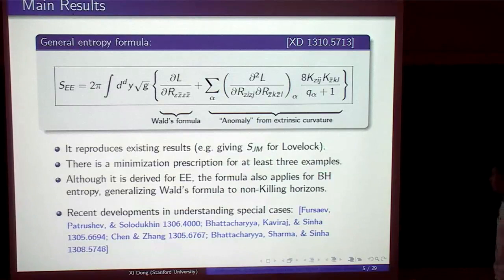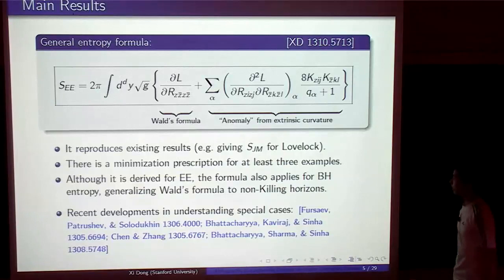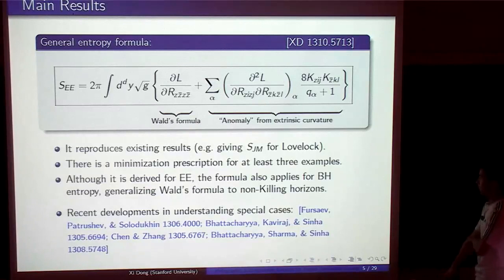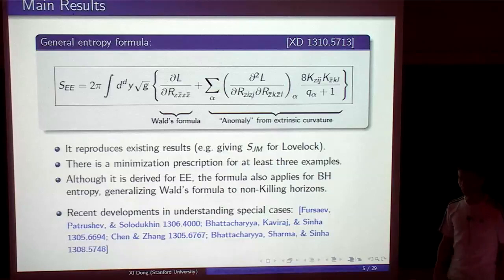I mentioned here that even though I started this project by thinking mostly about entanglement entropy, this formula and its derivation also apply to black hole entropy, in which case the formula is simply evaluated at the horizon. So in principle, this could be a generalization of Wald's formula when a horizon is not a Killing horizon. One can ask very interesting questions about how this, for example, satisfies the second law and so on, which I think are very interesting questions.